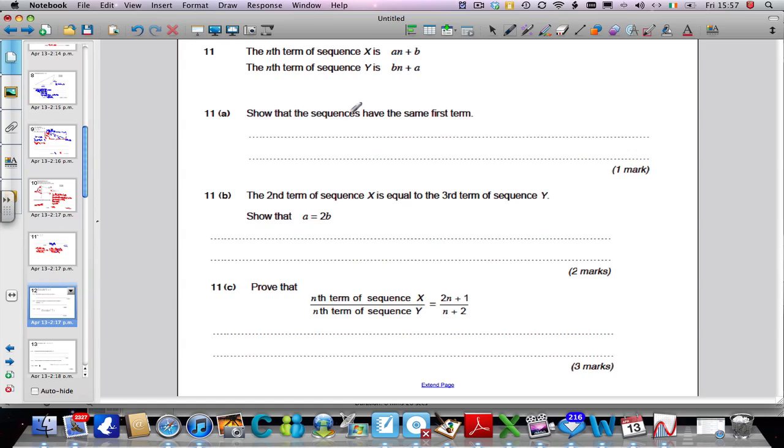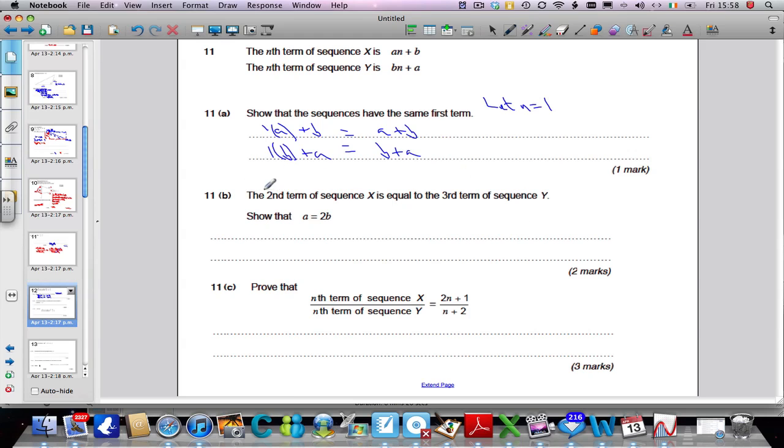Sequences question. Right, we've got to show that these two sequences have the same first term. Well, the first term of any sequence, n, is going to be equal to 1. So I'm going to basically let n equal 1 for both sequences. So we get 1 times a plus b, and then underneath we get 1 times b plus a. 1 times a plus b is a plus b. 1 times b plus a is b plus a. And a plus b is the same as b plus a.